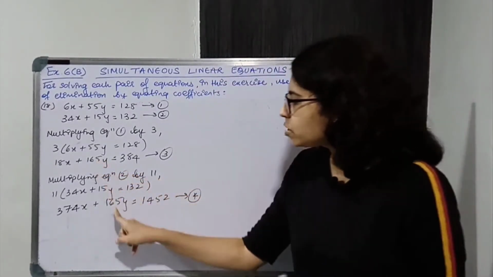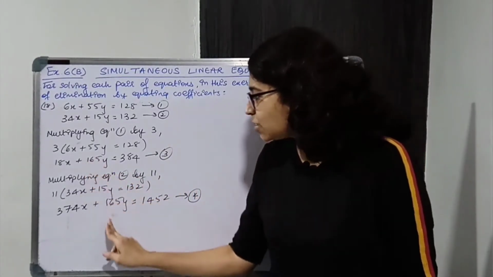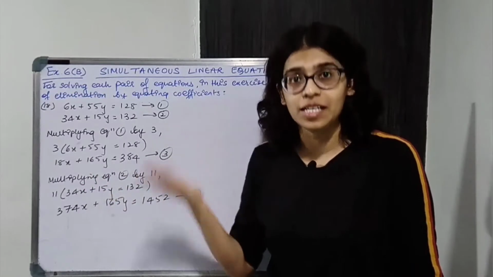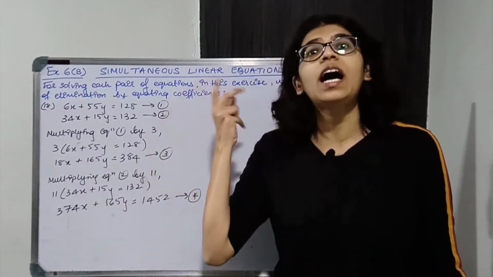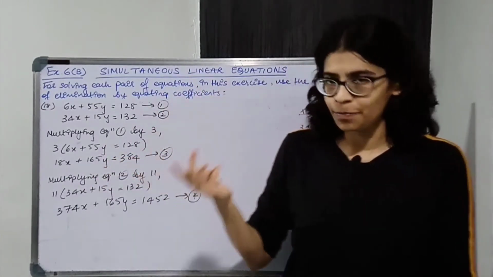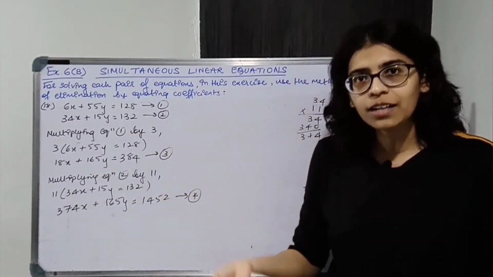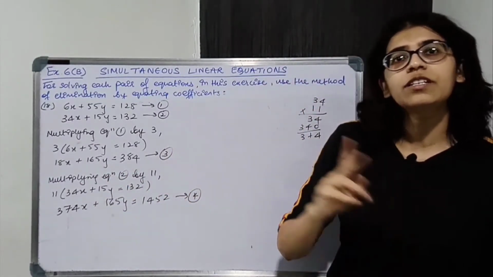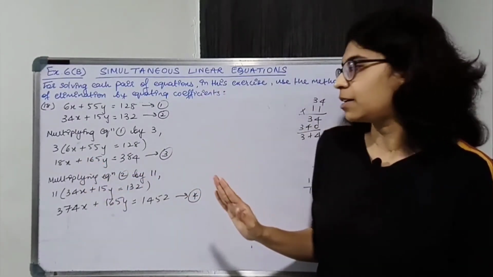Now the coefficients are equal. What will be the third step? Check the sign of the coefficient. Is it the same? Yes, plus 165 and plus 165. The sign is the same. If the signs are the same, you will subtract the equations, and if they are opposite, you will add. So if the signs are different, we have to add.